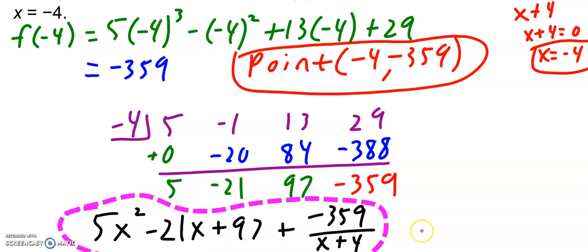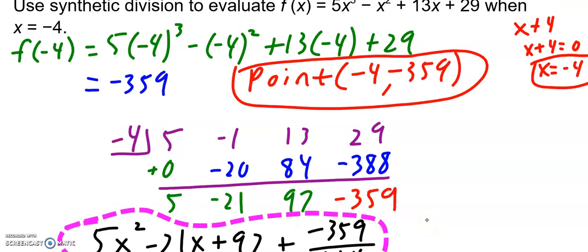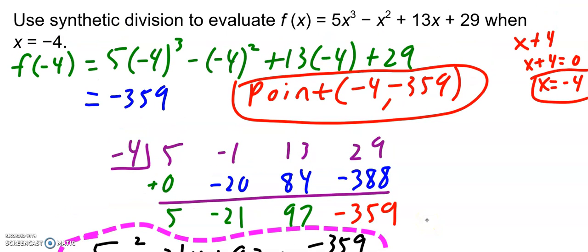Take a look at my results. Where do we see our result of f of -4? I'll give you a hint. Very good. It's the remainder.